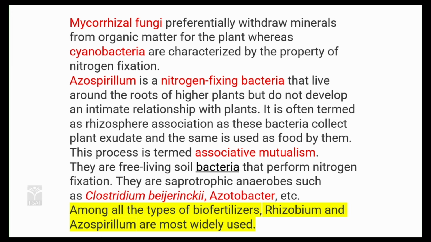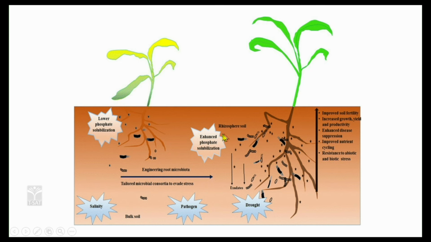They are free living soil bacteria that perform nitrogen fixation. They are saprotrophic and anaerobic, such as Clostridium and Azotobacter. These are some of the examples of bacteria which help in fixing the atmospheric nitrogen. Among all the types of biofertilizers, Rhizobium and Azospirillum are the most widely used biofertilizers. These are known as rhizophores.